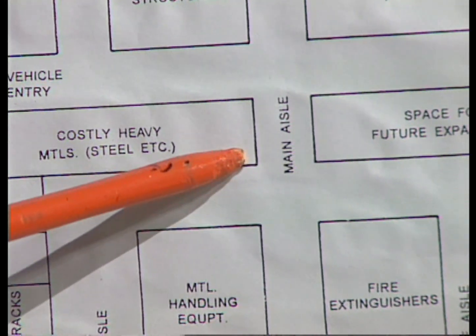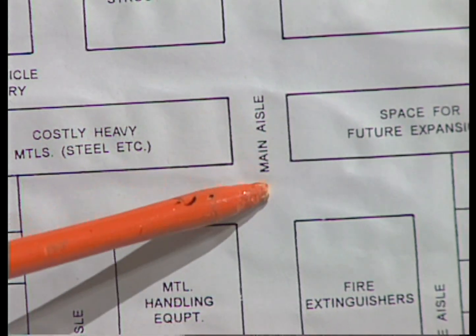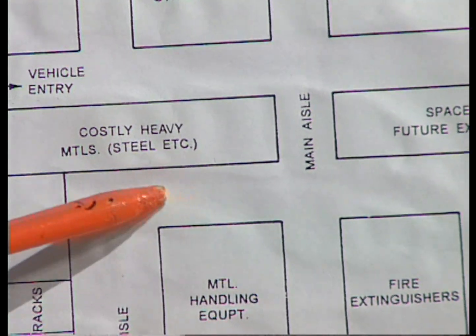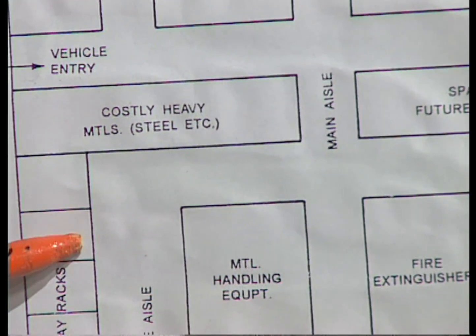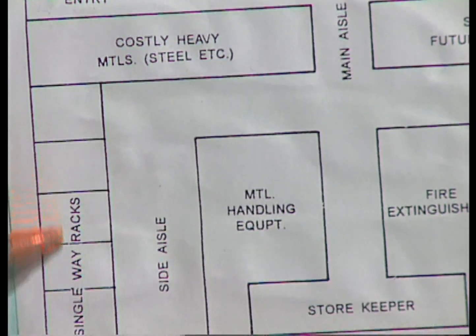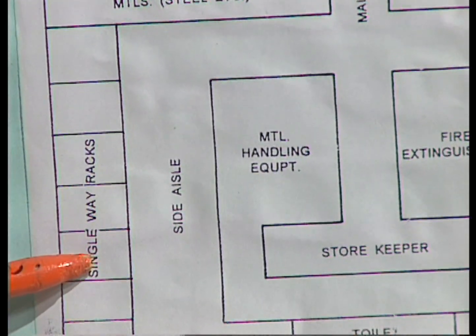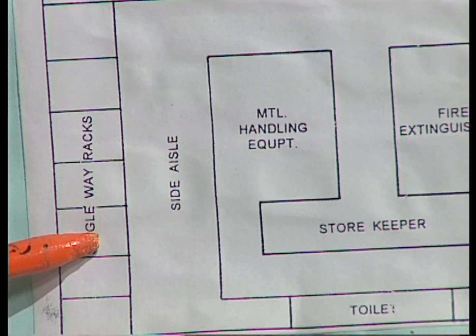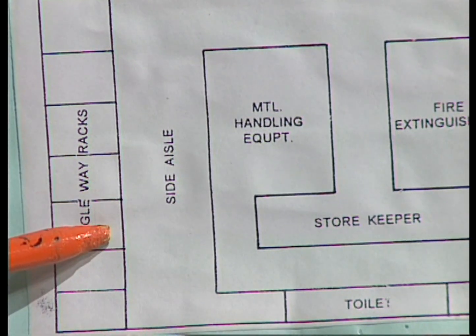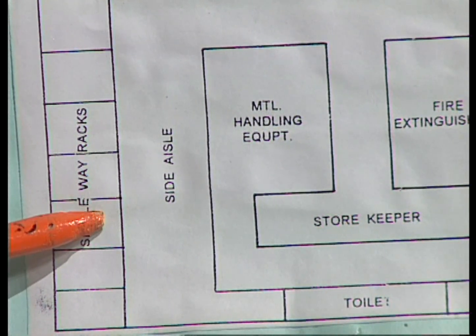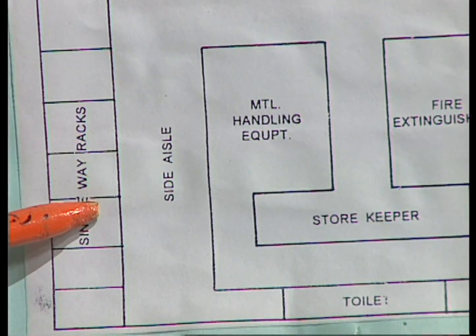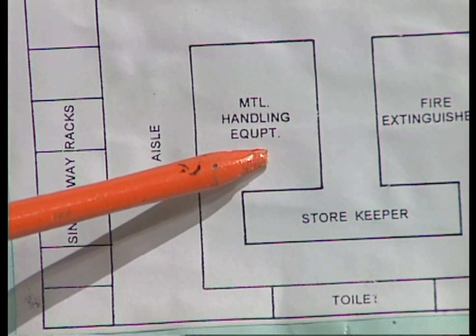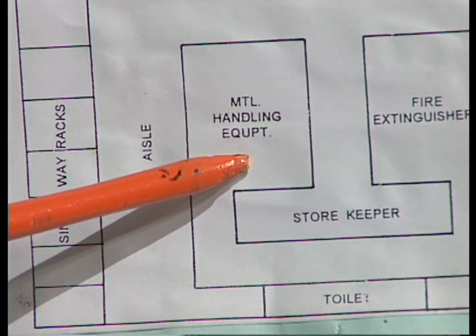So here this is a way, and through this the material comes here, and now it comes through here to the stacks. So here we are having single way racks and shelves, and on the other side we are also having double way steel racks and shelves. Here we can store the materials, and coming to here, this is a material handling equipment.